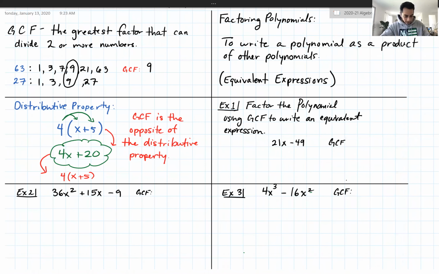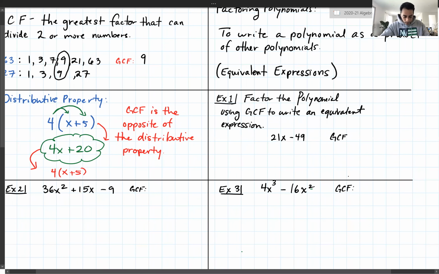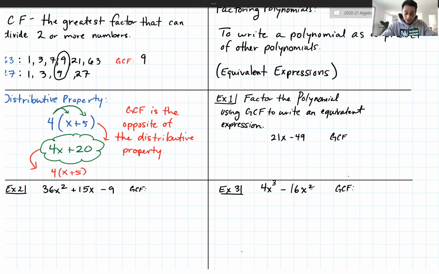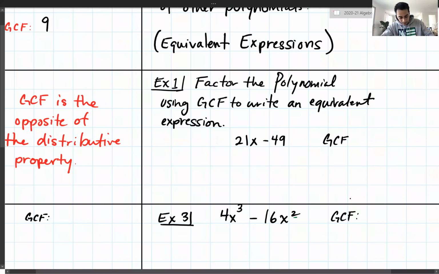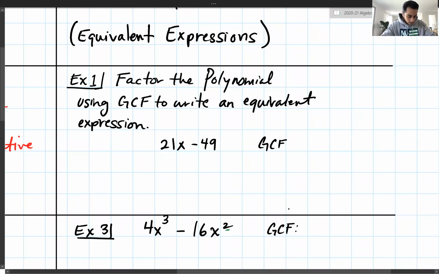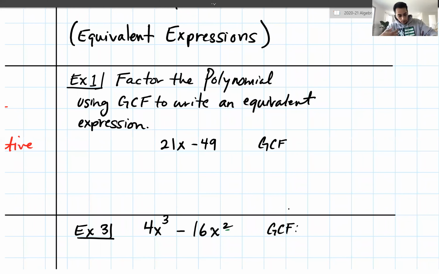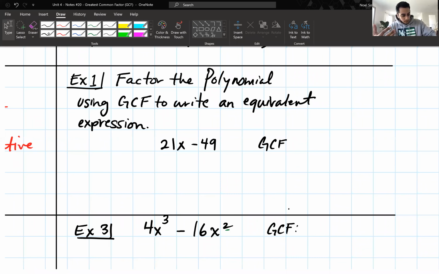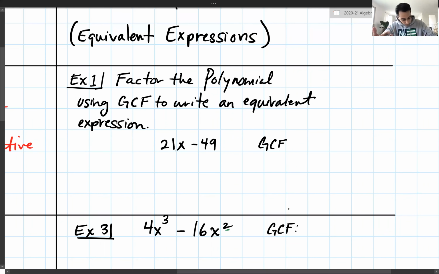So let's take a look at it in action here in example 1. All right, so the direction is to factor the polynomial using greatest common factor to write an equivalent expression, right? So you see how that language is coming in there. Notice how I have these two values. I have 21x minus 49, right? This is my polynomial expression. So our job right now is to first begin with, well, what would be the greatest common factor between the two integers, 21 and 49.